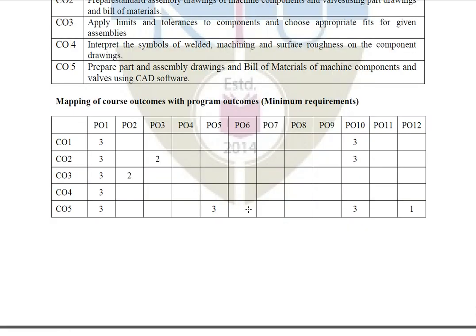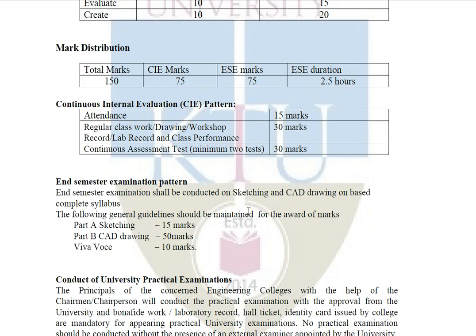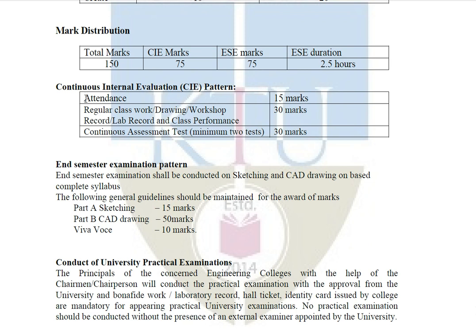So these are the course outcomes, and your continuous evaluation for this course is distributed something like this. Your attendance carries 15 marks, and regular class drawing work, which is a continuous assessment, carries 30 marks. Your internal part carries 30 marks, and there will be two tests, based on which you will be awarded 30 marks. So, total 75 marks. These come under the internal evaluation.